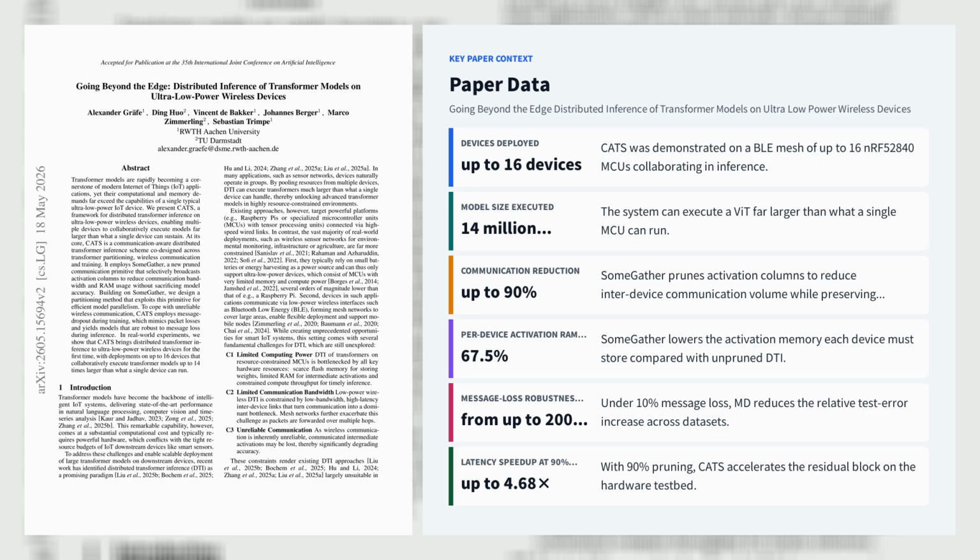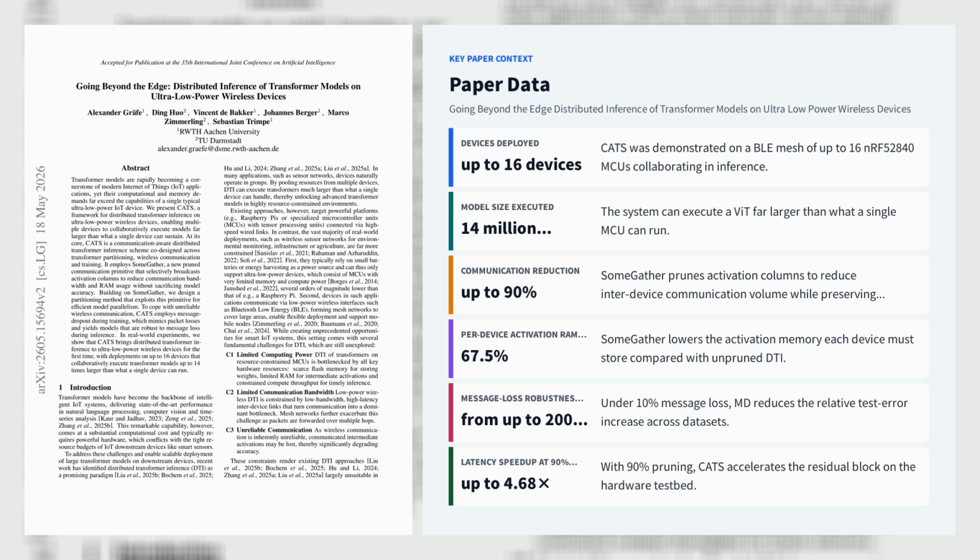On 4 time series forecasting benchmarks: ETT, Weather, ECL, London smart meters, and traffic, SumGather preserves prediction error while normal pruning degrades accuracy as communication savings increase. Quantitatively, SumGather cuts communication volume by up to 90% and per-device activation RAM by 67.5%, compared with unpruned DTI, and MD reduces the test error increase under 10% message loss from as much as 200% to 23.6% across datasets.